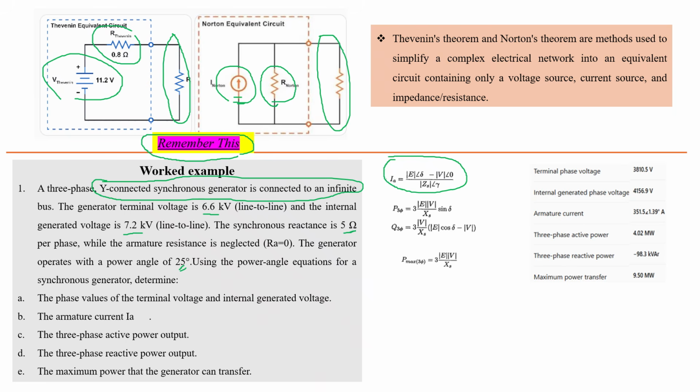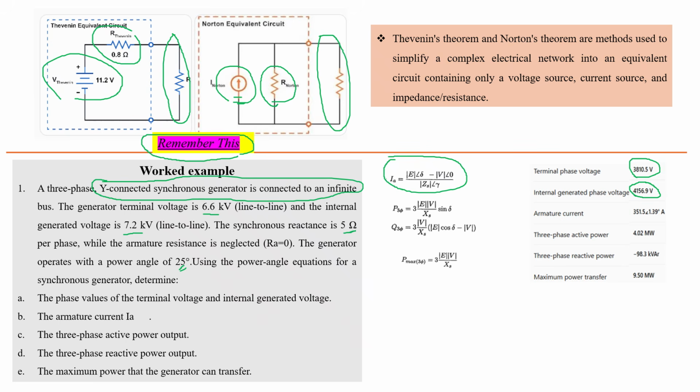So if we take the terminal phase voltage, we have this magnitude, which is line to ground. By dividing by radical 3, we can obtain that voltage, because we have to convert from line to line by dividing by root 3. In the same way, for the internal voltage we also have to calculate the line to neutral.